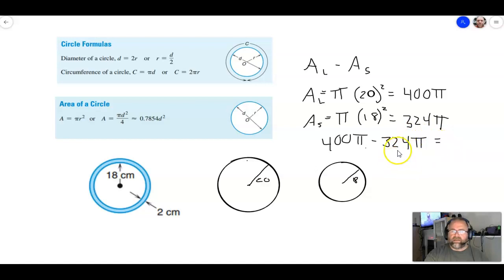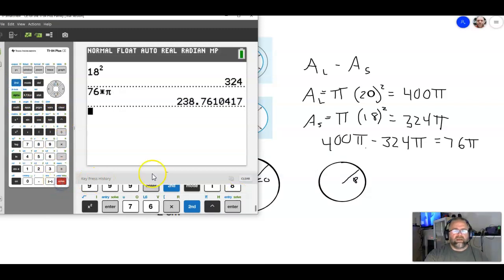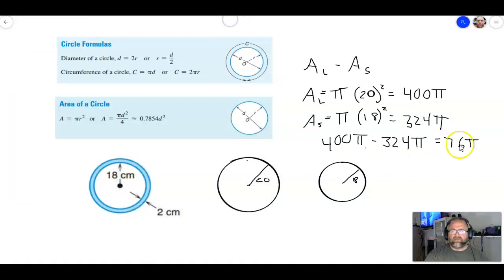And we're going to get, looks like 76 pi. So our final answer here would be 76 pi. And if we wanted to get an approximation of that, we go to our calculator and just do 76 times pi. And we'll get about 238.76. So that would be our approximate area there.